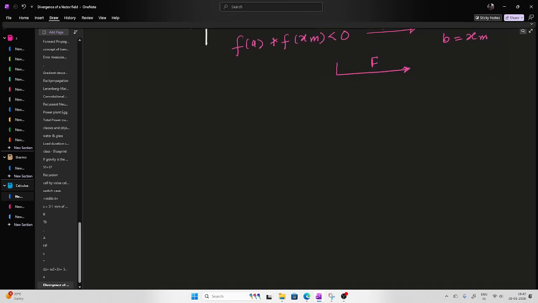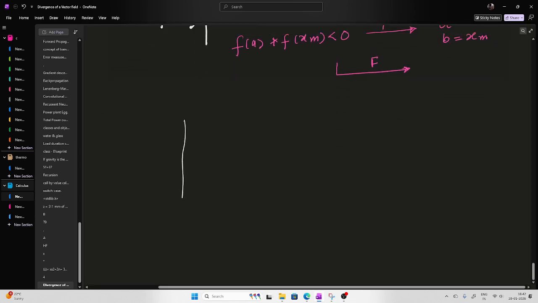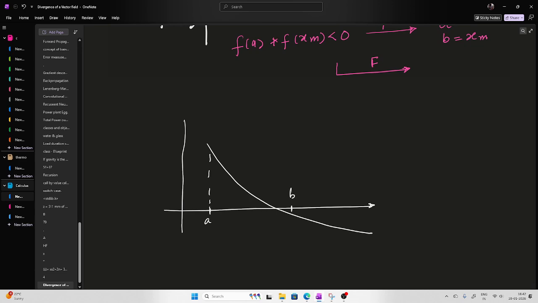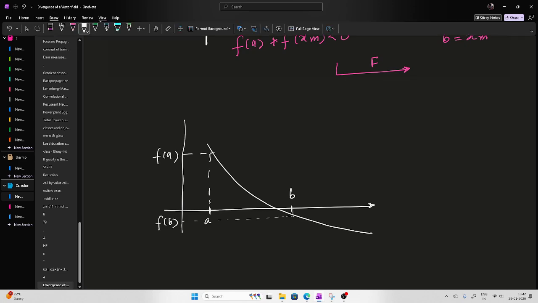Let's say this is my function, and this is my bracket, where this is a and let's say this is b. Initially, if I evaluate it, I will see that the function changes its sign. Fa is positive, Fb is negative. If I multiply, I will get a negative value.